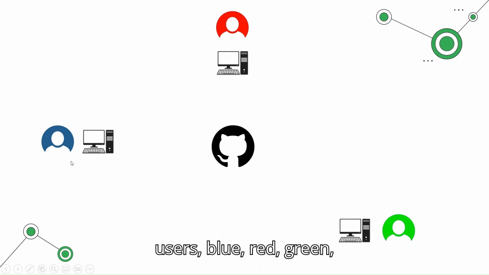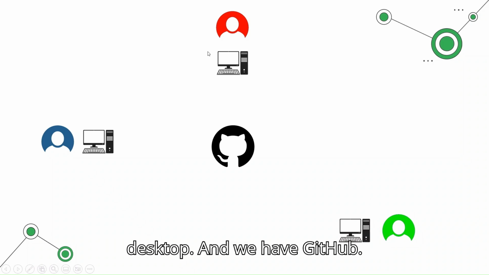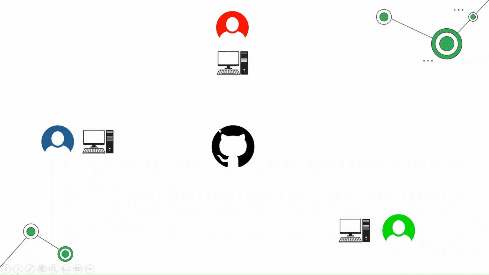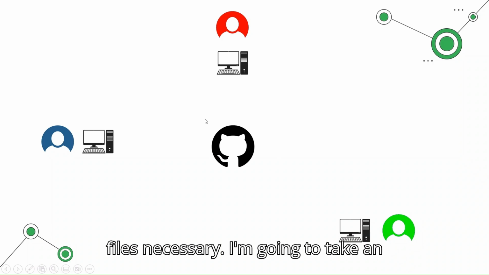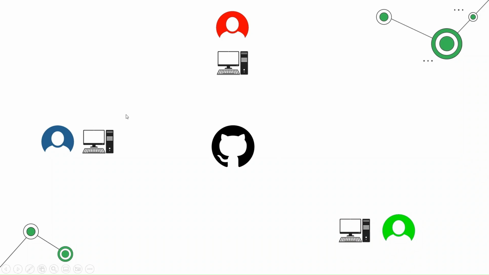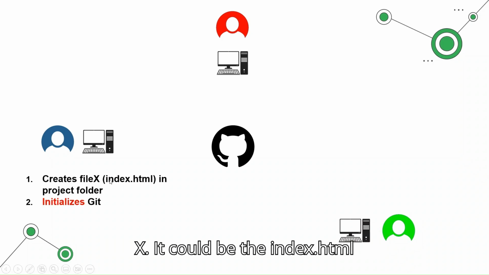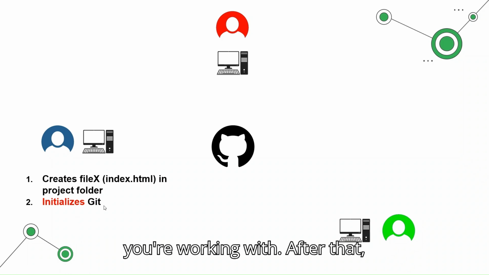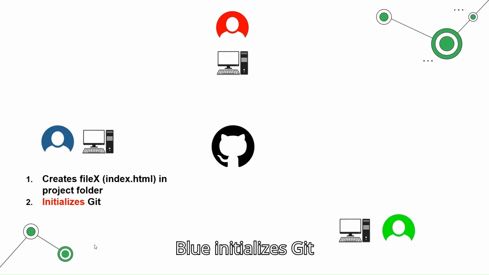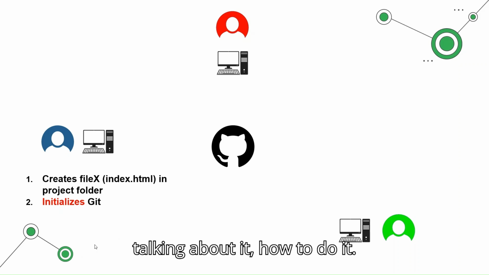Here we have three users, blue, red, green, and each one is working on their own desktop. And we have GitHub. Well, in order to start a project, one of the three users has to create the files necessary. I'm going to take an example of Blue doing the process. What Blue is going to do is create file X. It could be the index.html, depending on the type of the project you're working with. After that, Blue initializes Git. And it's a very simple process. We'll be talking about how to do it.